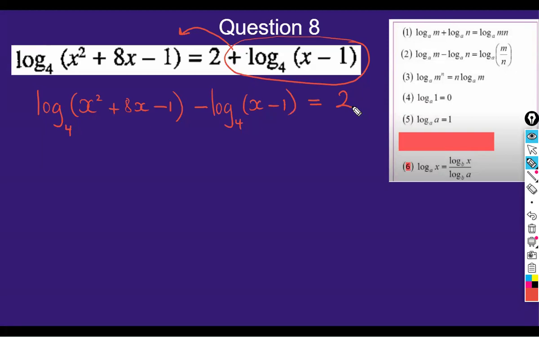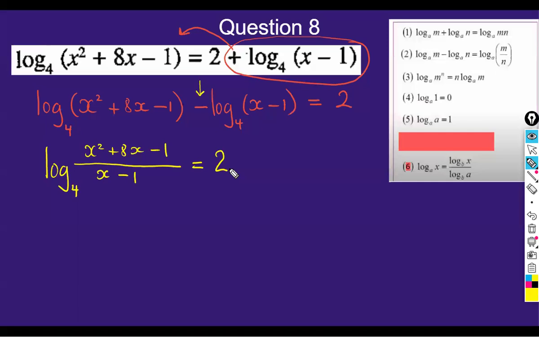So I did the same thing. I throw across the positive to get a negative. I am going to use rule number 2, which says that if we subtract 2 logs with the same base, we can divide. So we're going to get log base 4 of x squared plus 8x minus 1 divided by x minus 1 is equal to 2. Right? I trust everyone has that at least.